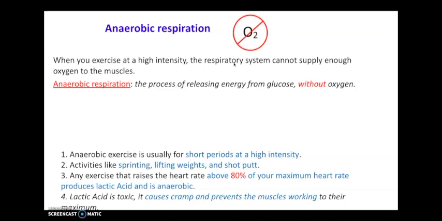Any exercise that raises the heart above 80% of your maximum heart rate produces lactic acid and is anaerobic. So any exercise where your heart rate goes above 80% of its maximum is anaerobic, and you will produce lactic acid. Lactic acid is a toxic acid, causes cramps, and prevents muscles working to their maximum because the muscles are fatigued.